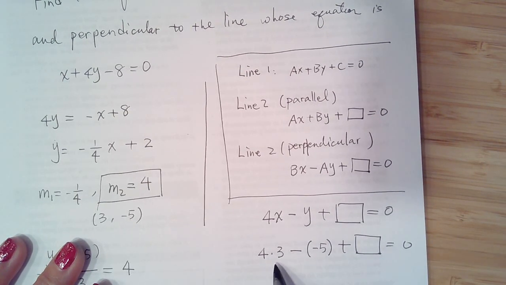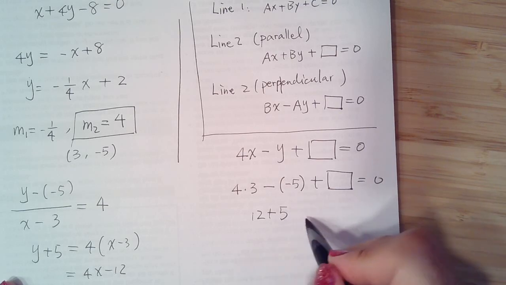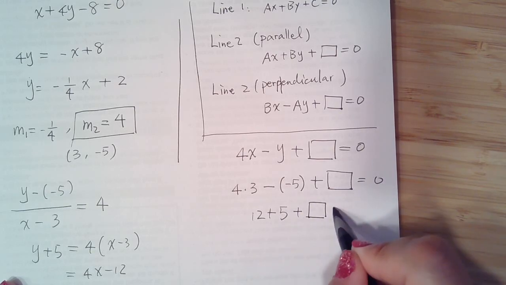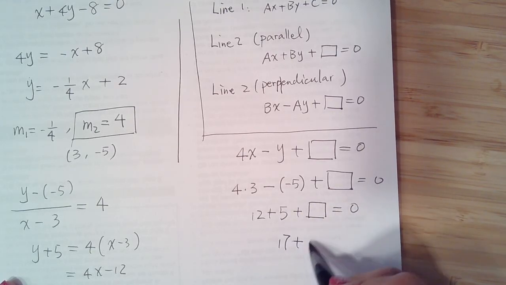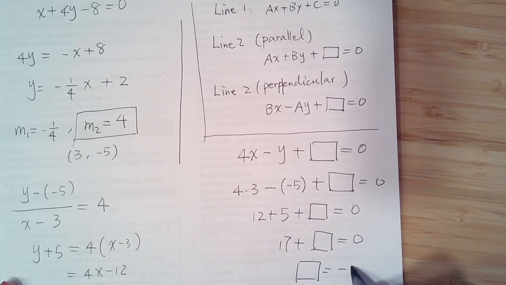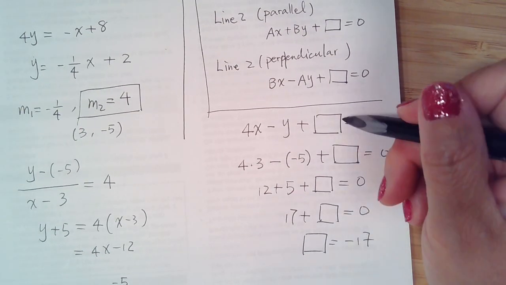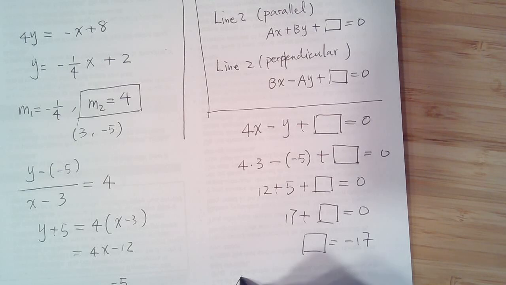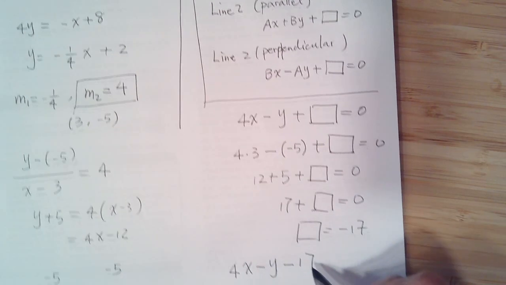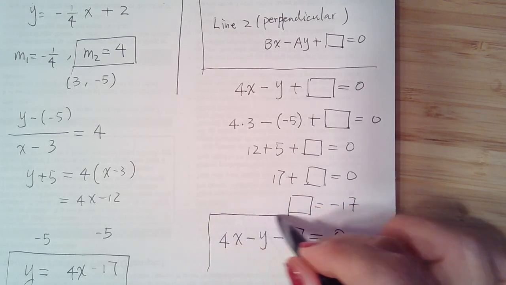So 4 times 3, which is 12, plus 5, because minus negative 5, right? And then plus the box equals 0. So 17 plus whatever we're looking for is 0. So what is that? That should be negative 17, isn't it? All right, now once we know negative 17, we just put it back. So the equation looks like 4x minus y minus 17, can you see what I'm doing? Equals 0. So you can write your answer like this.